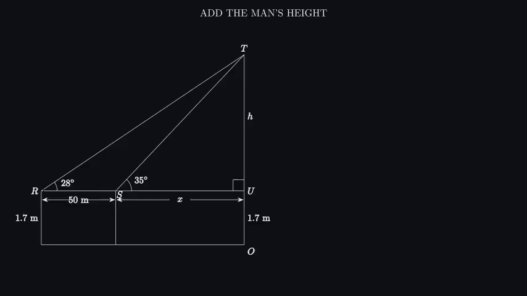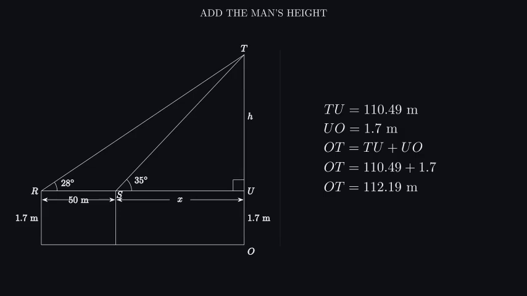The question asks for the height of the top of the tower above the ground. But TU begins from the man's eye level. So we must add the man's height, 1.7 meters. So the tower height above the ground is 112.19 meters. OT equals 112.19 meters.